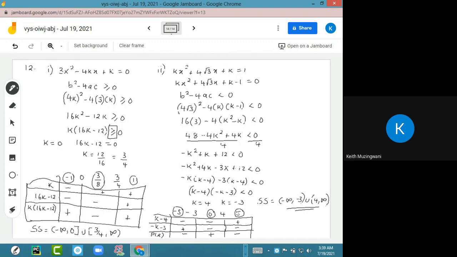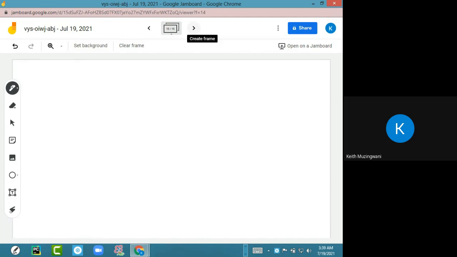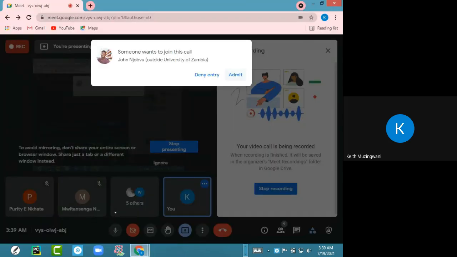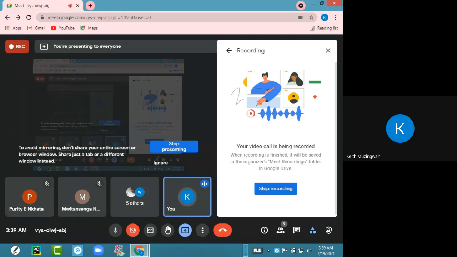That's question 12A. What about 12B? 12B, find the range of values of k or value of k so that the quadratic function in the following satisfies the given conditions.